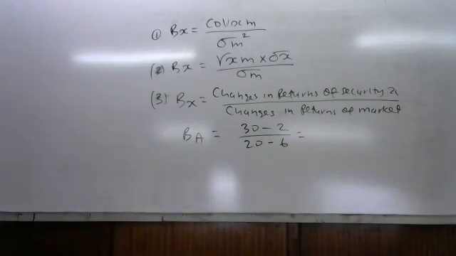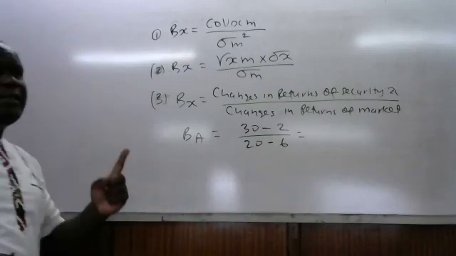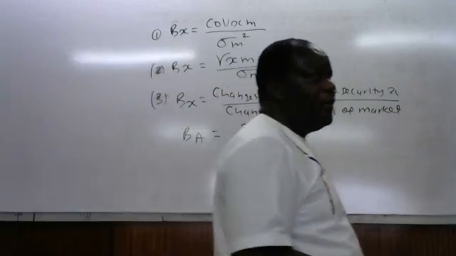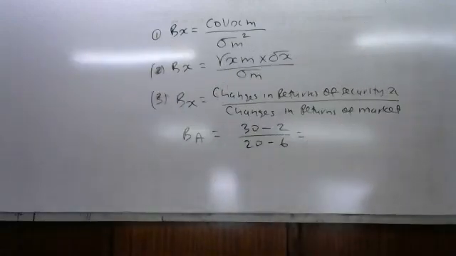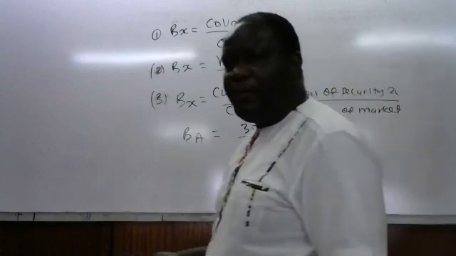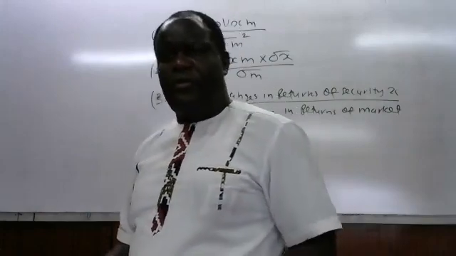It is like the gradient of a straight line: changes in Y divided by changes in X. Returns of security X will be plotted on Y, and returns of the market will be plotted on X. Then it will give you the beta for that. So we shall also be required to compute.